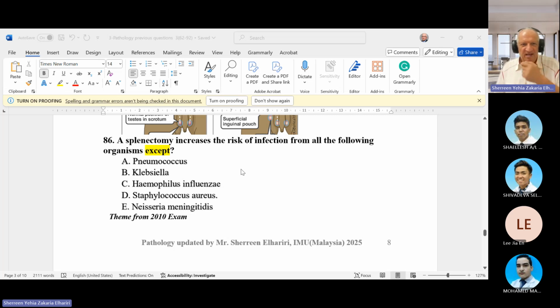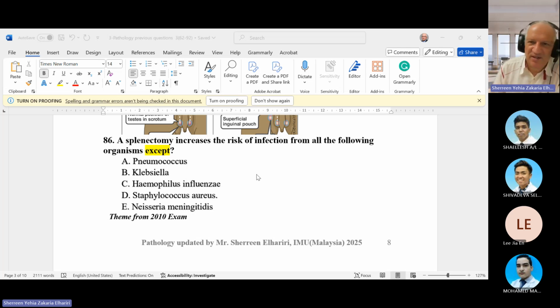Very nice question. Splenectomy increases the risk of infection for the following except. This is the question he needs to ask: which bacteria is capsulated? Capsulated bacteria: pneumococcal, Klebsiella pneumoniae, influenza, meningococcal, all these are capsulated. So which one is uncapsulated? It is Staph aureus. So Staph aureus does not need opsonization, so it does not need the spleen. So it's not affected by removal of the spleen.